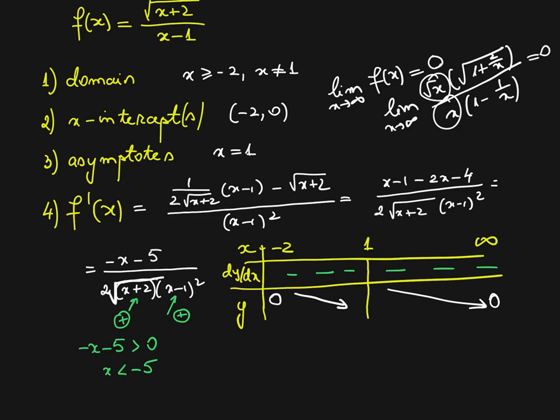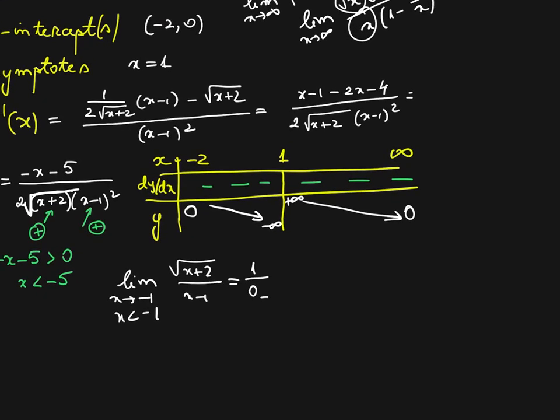Okay? When you get to 1 from the left, so limit when x approaches 1, x smaller than 1, of square root of x plus 2 over x minus 1, you will get square root of 3 over 0 minus, because x is smaller than 1. So here is minus infinity. Similarly, here it is going to be plus infinity. And see how minus infinity and plus infinity actually match very well the behavior of my function, because the function goes down, so from 0 it goes to minus infinity, and from plus infinity it goes down to 0.